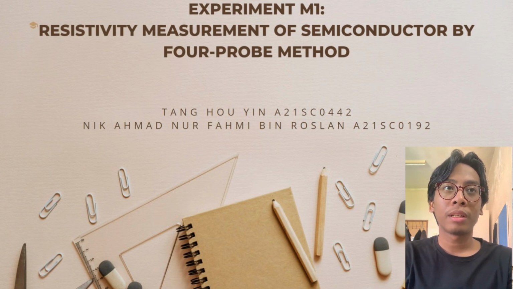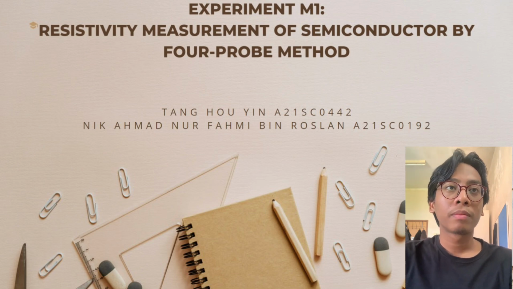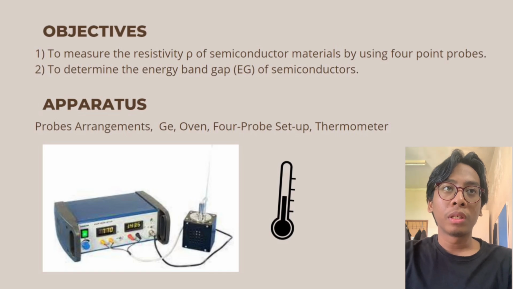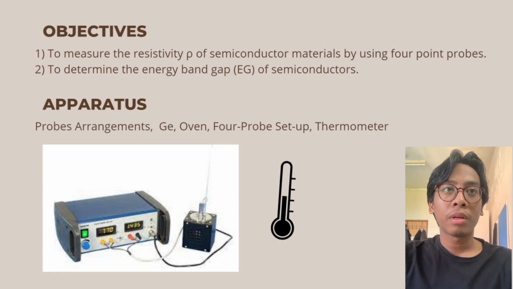The title is Resistivity Measurement of Semiconductor by 4-probe method. Firstly, we go to objective. The first objective is to measure the resistivity of semiconductor materials by using 4-point probe. The second objective is to determine the energy band gap of semiconductors.